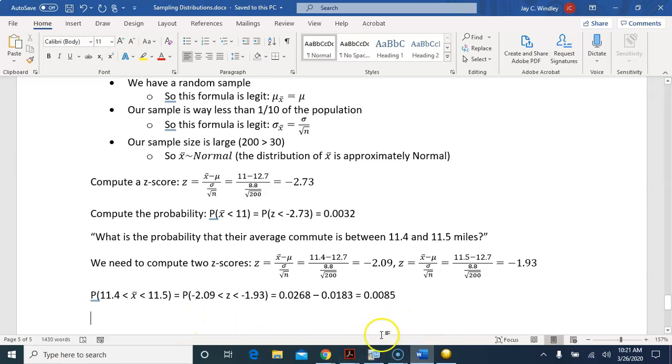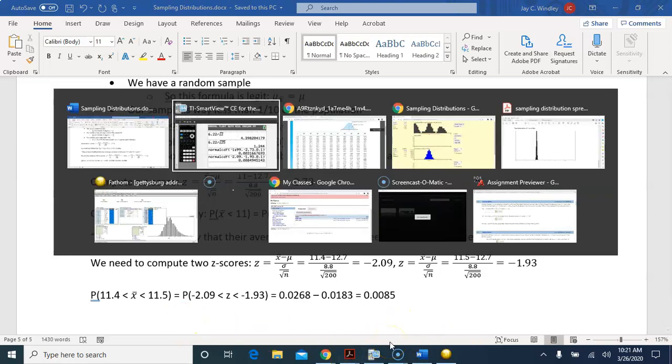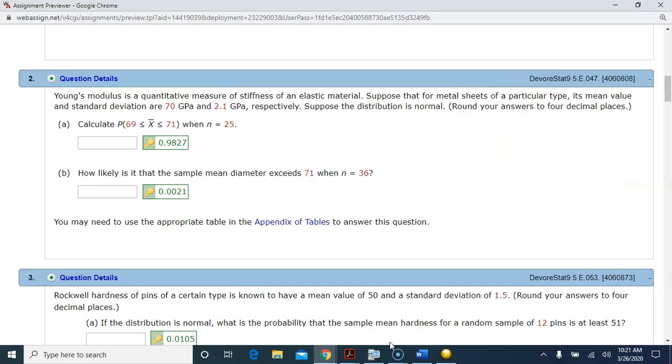Let's see how all that would look on one of the homework problems. So I have a homework problem here. It says Young's modulus is a quantitative measure of stiffness. Suppose that the population mean is 70 and the standard deviation is 2.1. And suppose that this distribution is normal. What is the probability that x bar is between 69 and 71?